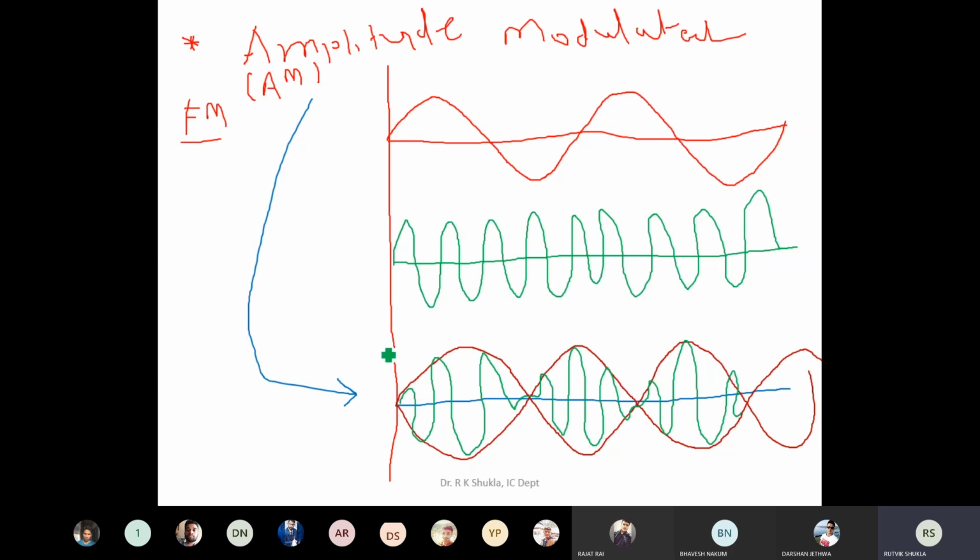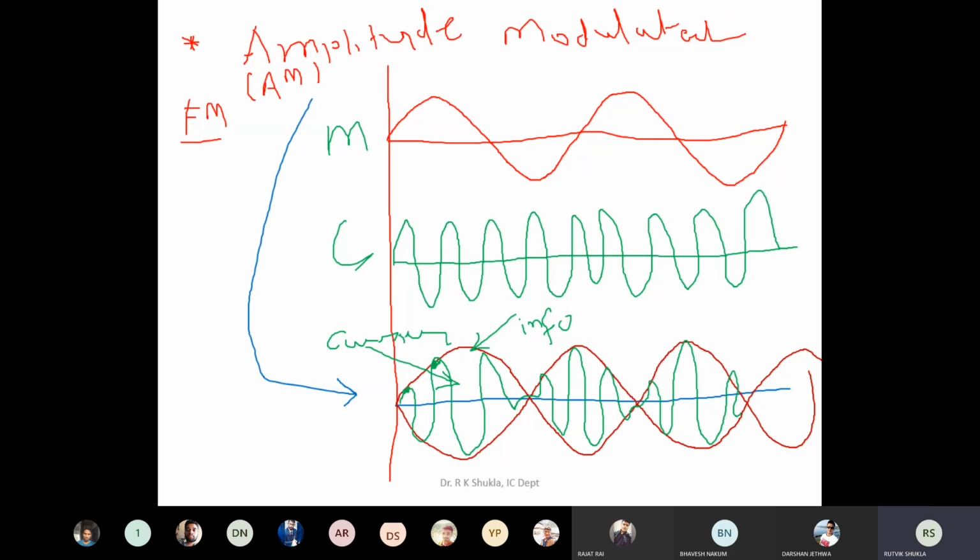Clear? So here you can see this is your modulating signal, this is your carrier signal, and this is called the modulated signal or amplitude modulated signal. Here you can see the amplitude of the carrier varies as the amplitude of your modulating signal changes. As the amplitude of the modulating signal changes, the amplitude of the carrier signal changes, and if you join them then it will look like this. Clear? So this is the combination of two things: one is the carrier and the second is the information. This is called the information or modulating signal, and this is called the carrier.